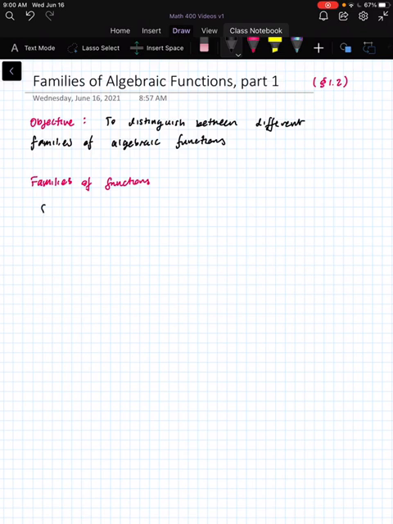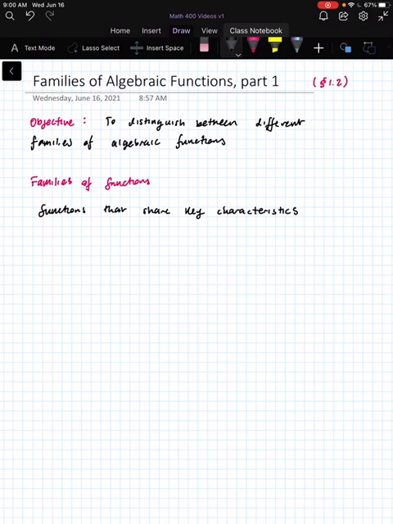What we're talking about is functions that share key characteristics. And that can be determined from maybe one dominant feature or the way that it's defined algebraically.